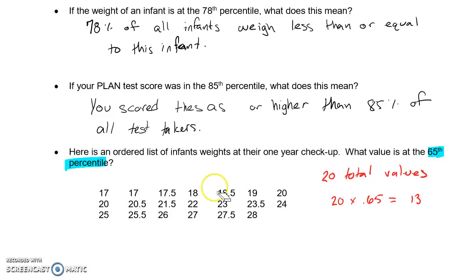Since these are in order from left to right and then over, we have 1, 2, 3, 4, 5, 6, 7, 8, 9, 10, 11, 12, 13. The 13th term in this set of data is 23.5. So the 13 values fall at or below 23.5. So that's the value of the 65th percentile.